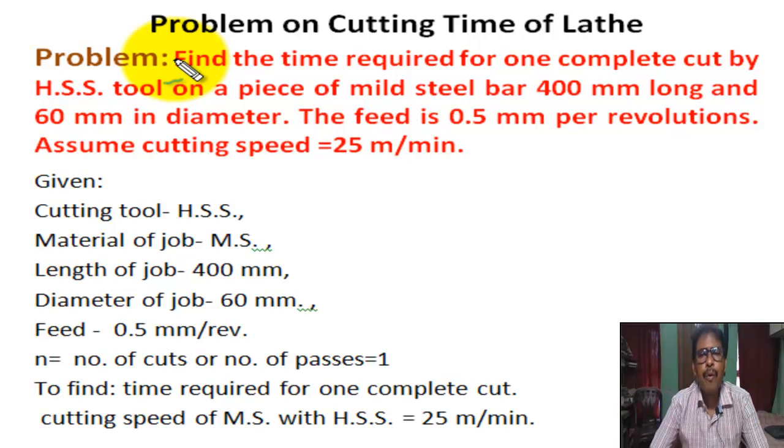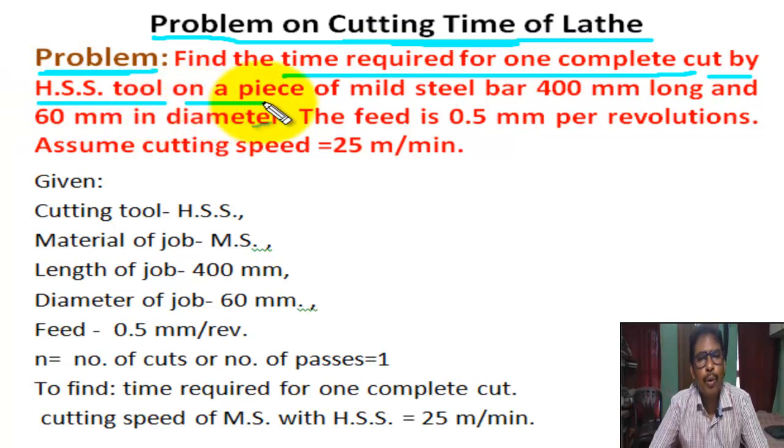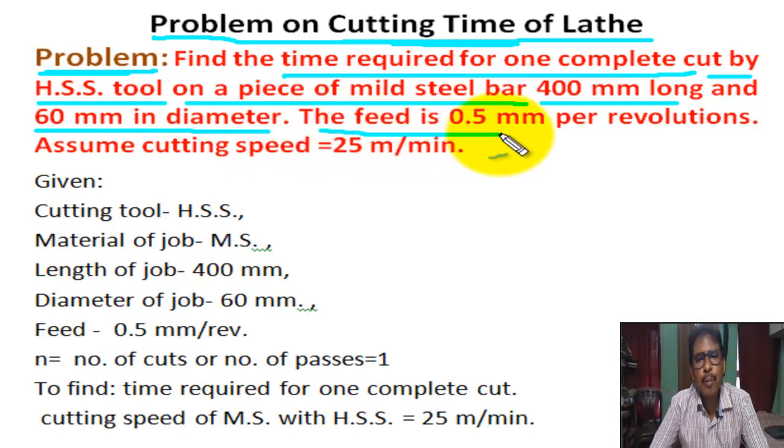Okay, now we solve a problem on cutting time or machining time of a lathe. Our problem is: find the time required for one complete cut, number of cuts 1, by an HSS tool on a piece of mild steel bar 400 millimeter long and 60 millimeter in diameter. The feed is 0.5 millimeter per revolution.